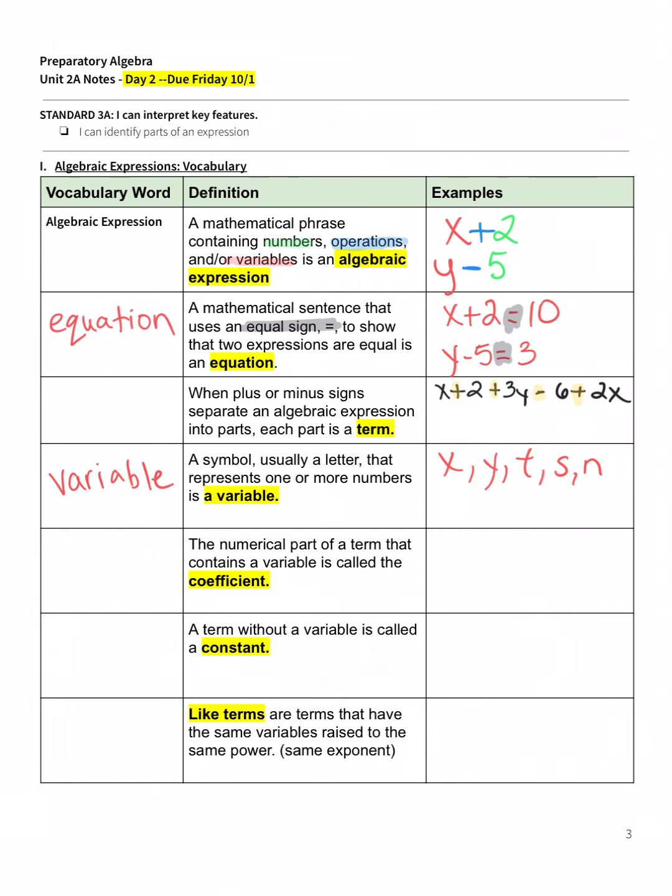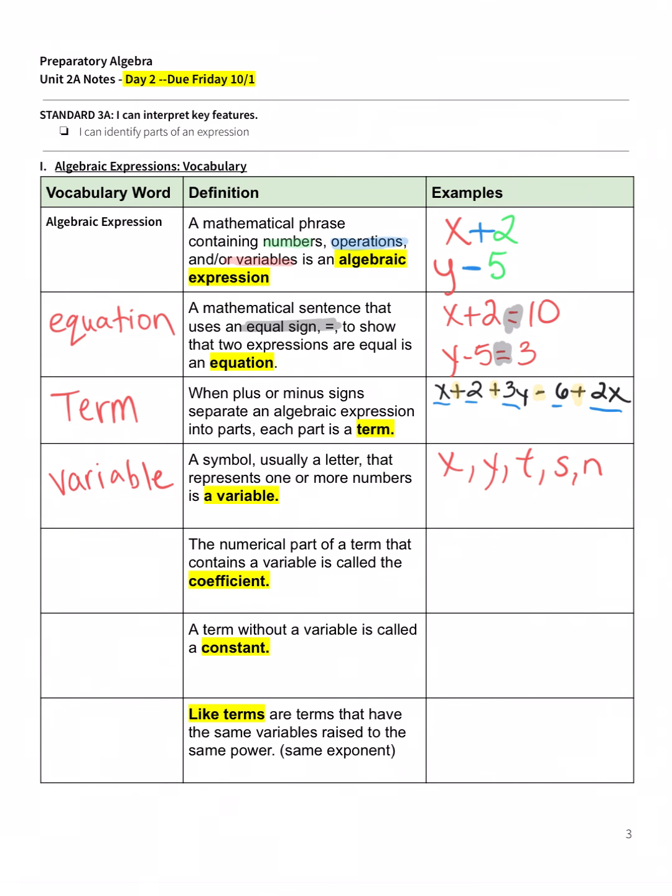So that would mean X is a term, 2 is a term, 3Y is a term, 6 is a term, and 2X is a term. So the things that are separated by plus and minus signs are different terms. So in an algebraic equation, every time you see a subtraction or addition symbol, you are getting to a new term. So let's go ahead and write the word term here. All right.